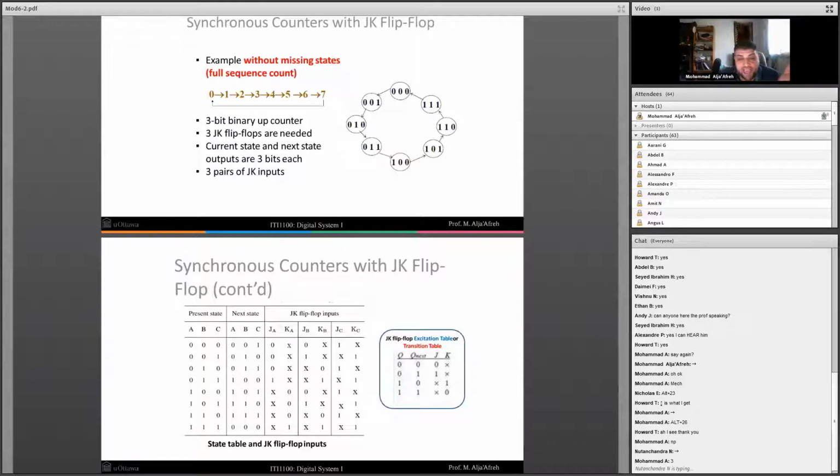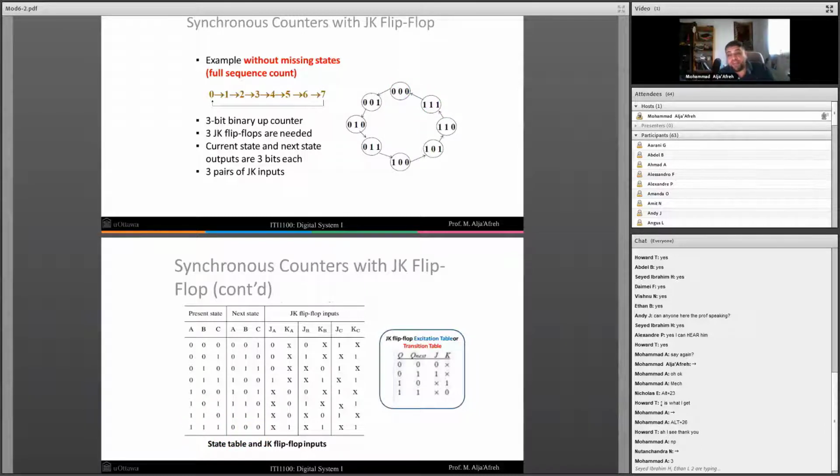Now the next state: if I am at state 0, what will be the next state here? It will be 1. Therefore, I'm going to put 0, 0, 1. If I am at 0, 0, 1, what will be the next state, guys? 2. Therefore, I'm going to put 0, 1, 0. If I am at 0, 1, 0, what will be the next state? It's going to be 3. Therefore, I'm going to put here 0, 1, 1. And so on until I reach 7. At 7, 1, 1, 1, what is the next state according to the arrow? It is 0, 0, 0.